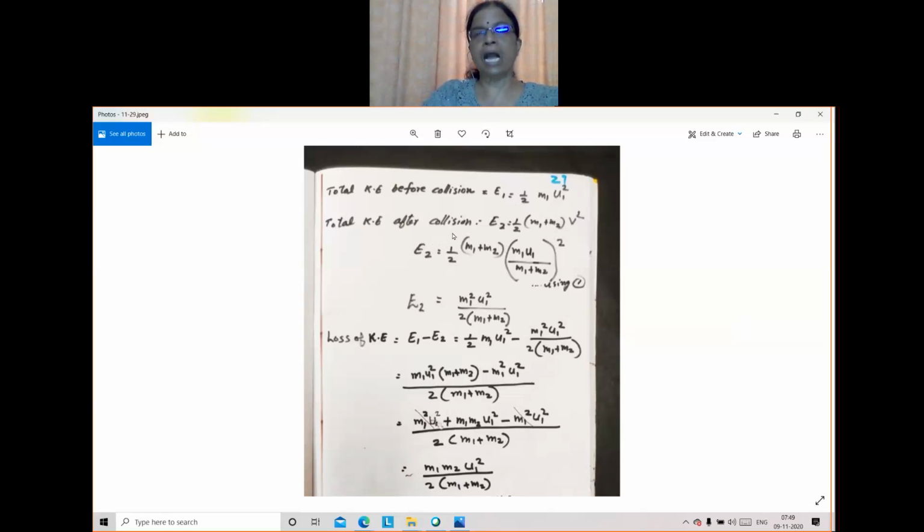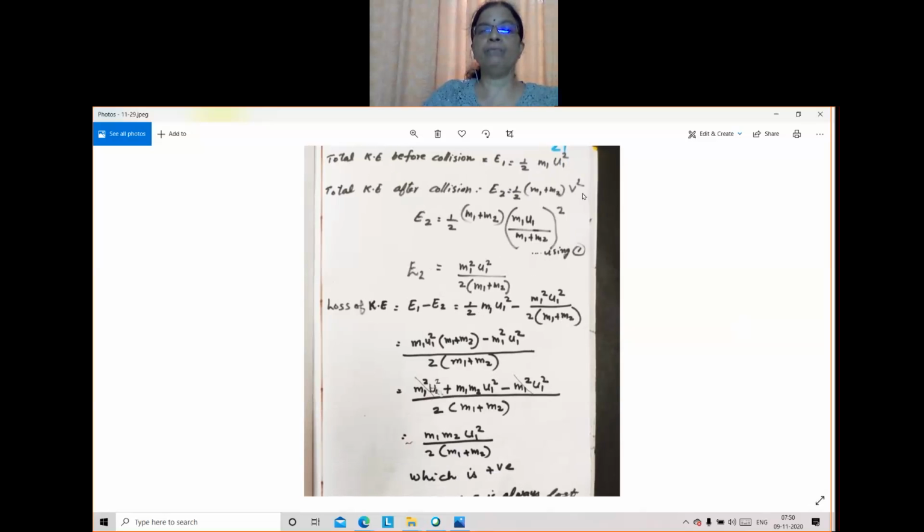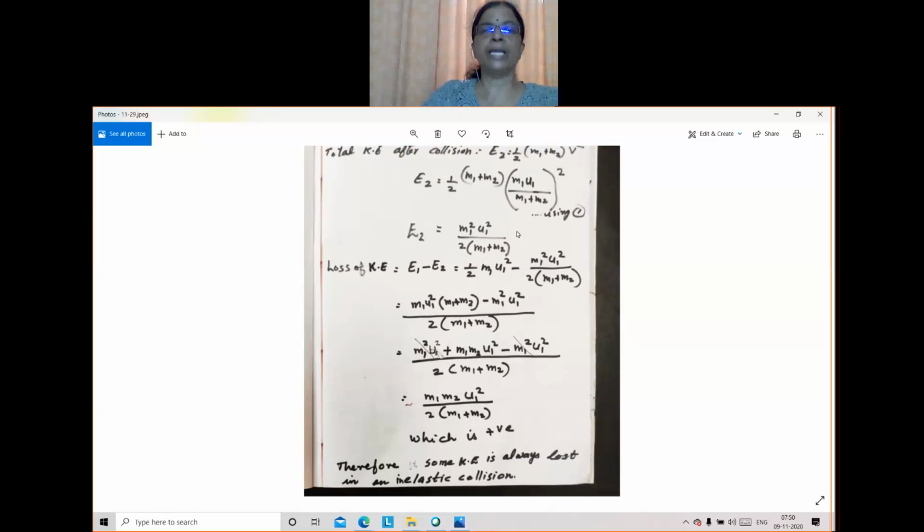Total kinetic energy after collision: they move with a common velocity v, so half into m1 plus m2 into v square. That is the total kinetic energy after collision. Then we substitute the formula we already found for v: m1 plus m2 into m1 u1 by m1 plus m2, whole square. One factor of m1 plus m2 cancels, so E2 equals m1 square u1 square by 2 into m1 plus m2.